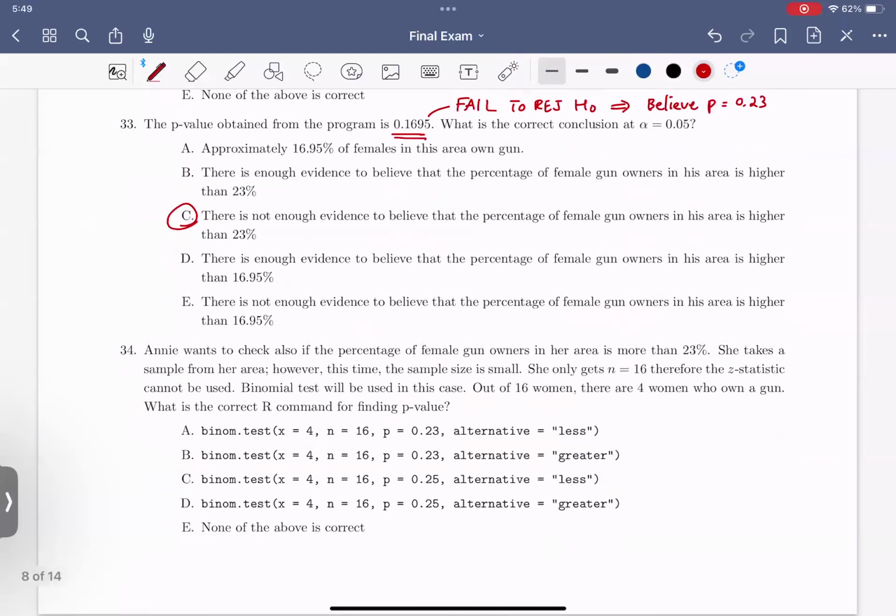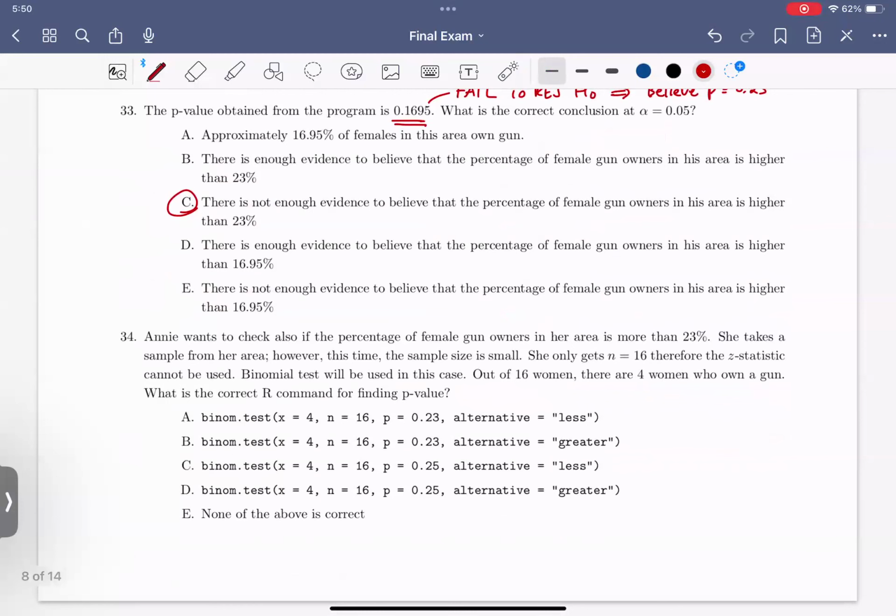Next one, question 34. Annie wants to check also if the percentage of female gun owners in her area is more than 23%. She takes a sample from her area. However, this time the sample size is small, so that's why she cannot use the normal test like in the previous question. She only gets n equal to 16, therefore the z statistic cannot be used. A binomial test will be used in this case. Out of 16 women, there are 4 women who own guns. What is the correct command for finding the p-value?